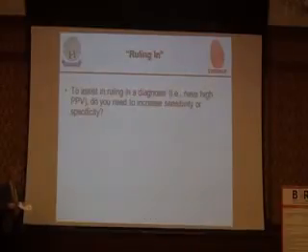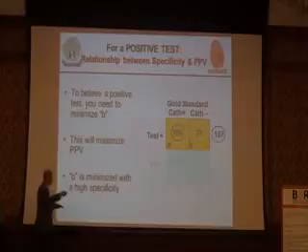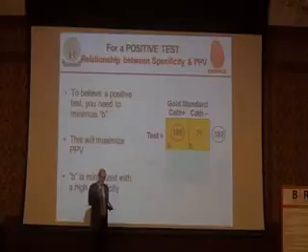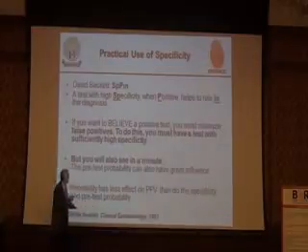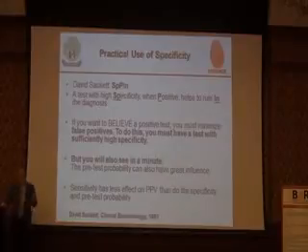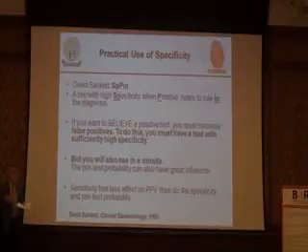Okay? How about ruling in? If you want to rule in, do you need to have a test with high sensitivity or specificity? Specificity, right? And again, if I want to trust this test, I need B to be small. The best way for B to become small is to increase specificity over here, okay? And so the mnemonic is SpPin: a test with high specificity, when the test is positive, will help to rule in the disease. If you want to believe a positive test, you must minimize the false positives. To do this, you must have a test with sufficiently high specificity.